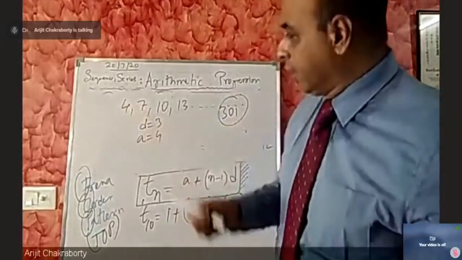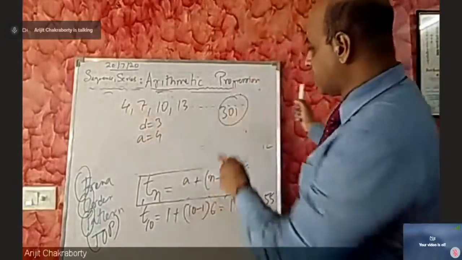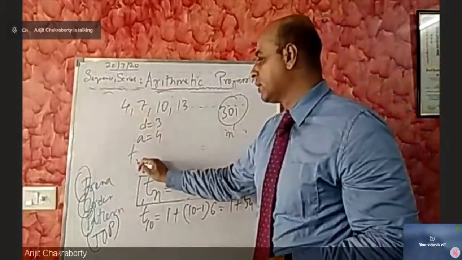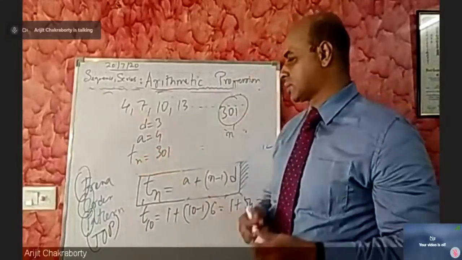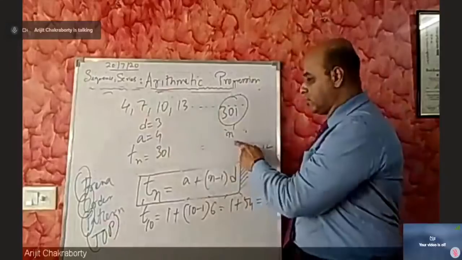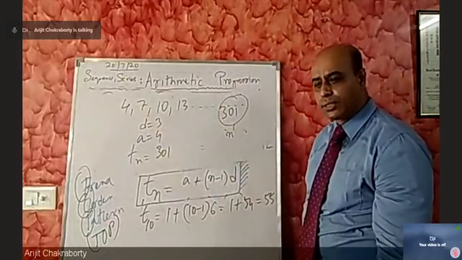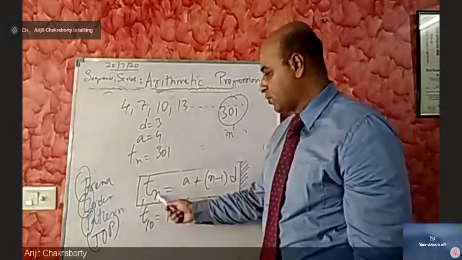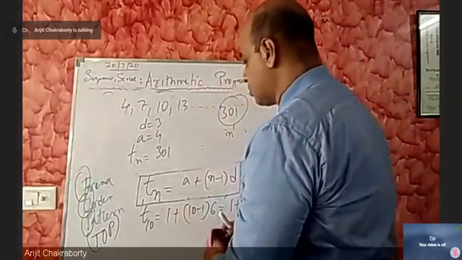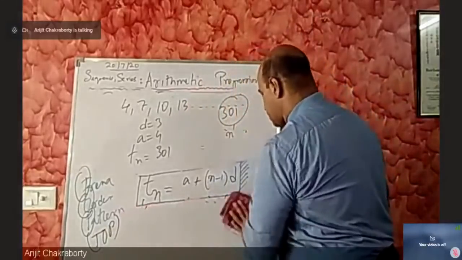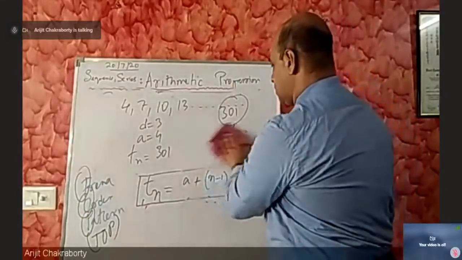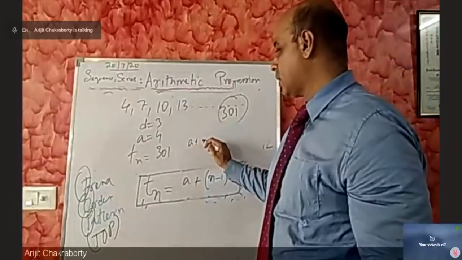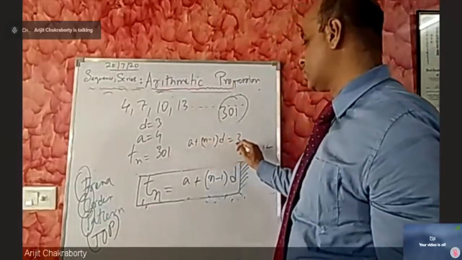You know A, you know D, and you also know there is a term, let's call it the nth term. So Tn is 301, you know this. You have to find out the value of n. So how do we do it? I can write this formula, okay? So I will use this formula and write that the nth term, A plus n minus 1 into D, is 301.